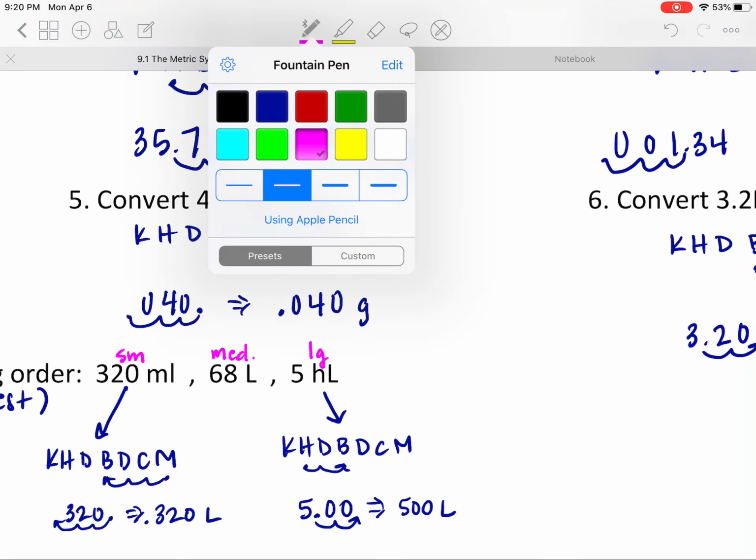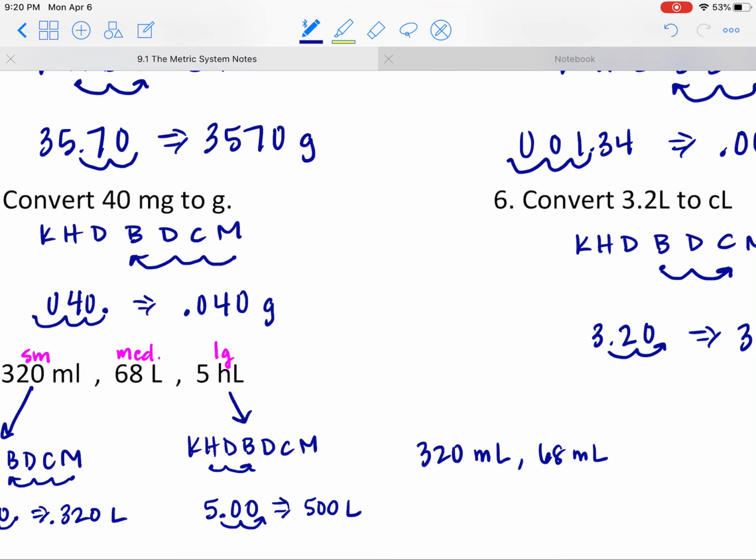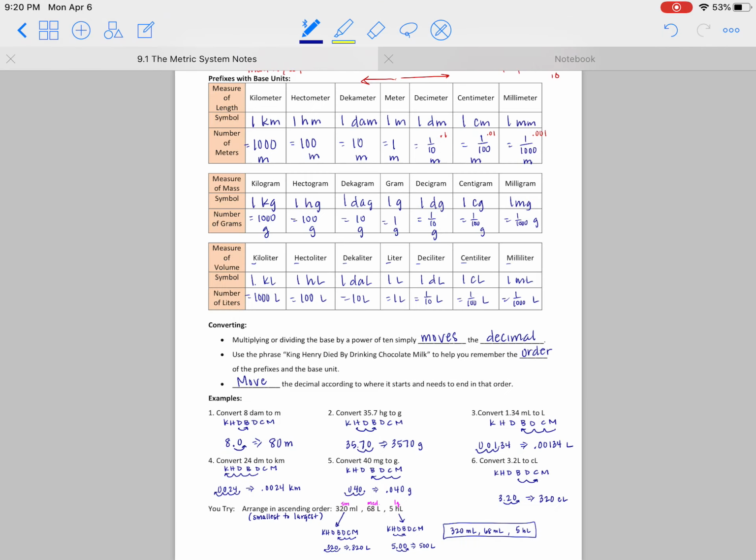And then 68 liters is in the middle. So this one's in the middle, in the medium amount. And then 500 liters is definitely the largest. So in ascending order, first should be 320 milliliters. Oh, look, they're already in ascending order. 68 milliliters. And then lastly, 5 hectoliters. Okay, so there it is.